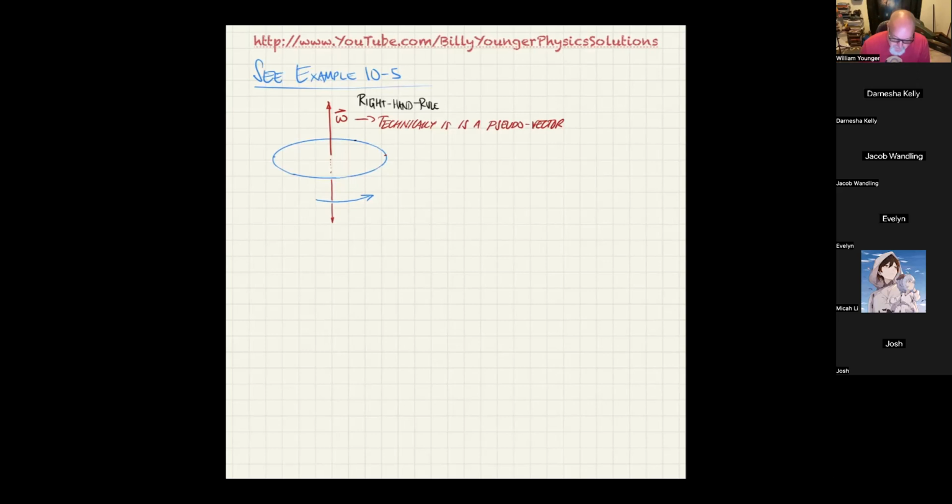But this is one of those cases. Omega is what's called a pseudo vector, and your book points out that if you take, for instance, the pseudo vector, and let's say we imagine a disk rotating this way. I'm going to say the disk is in fact rotating this way. I'm going to say the front is rotating towards or down, and the back is rotating up. And then I'm going to put a little mirror back here.